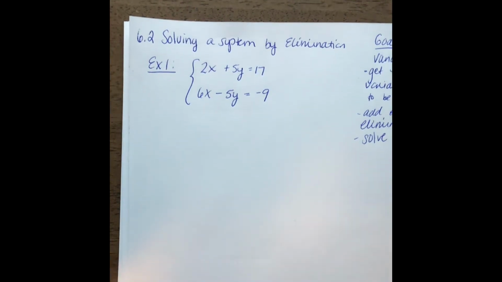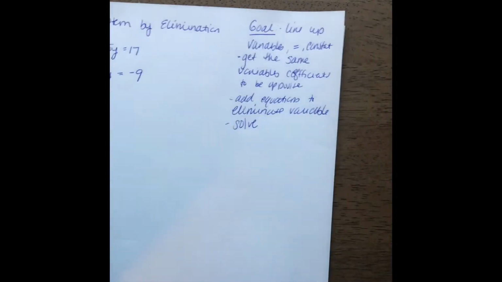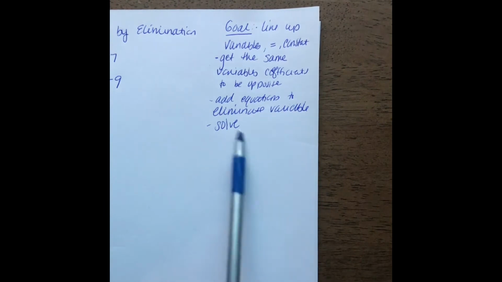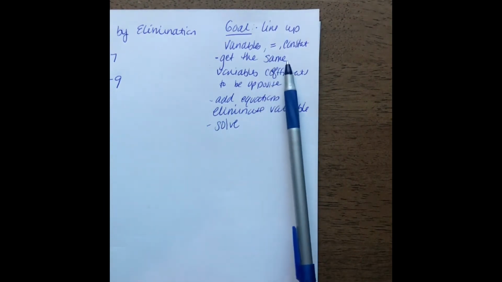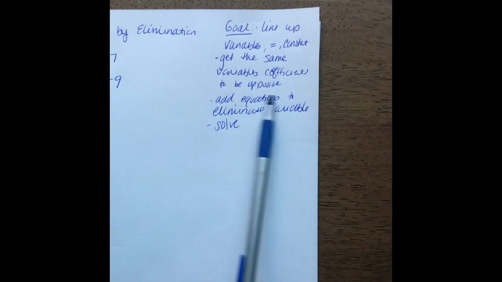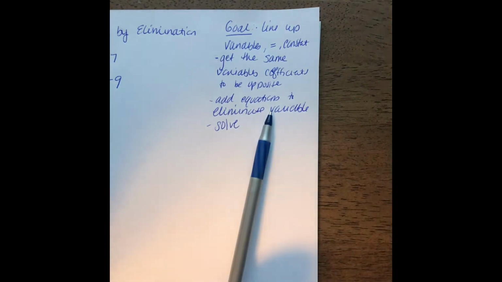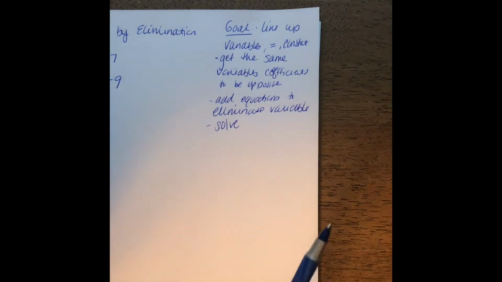Alright, in Honors Math 9, 6.2, solving the system by elimination. This is part 2. So before we start on how to do it, some goals for this. Your goal is to line up all the variables, the equal sign and the constant. You want to get the same variables to have coefficients that are opposites. You're going to then add the equations down to eliminate a variable, and then you can solve.